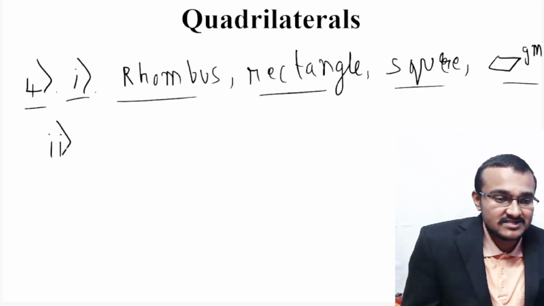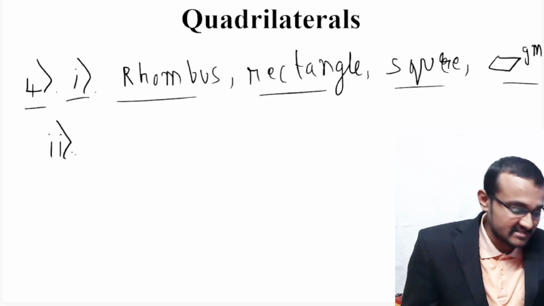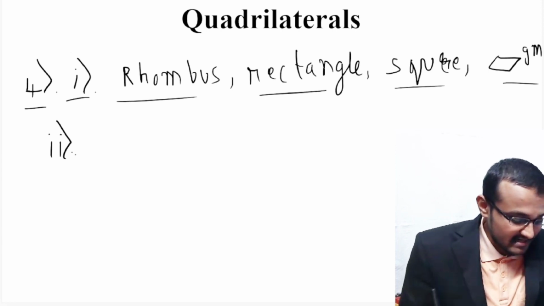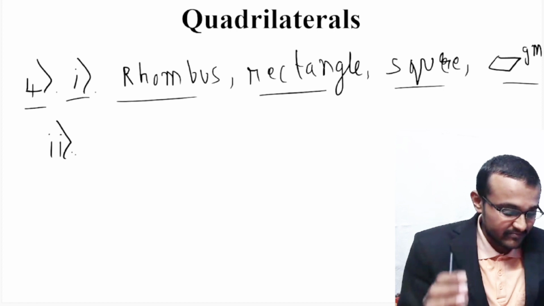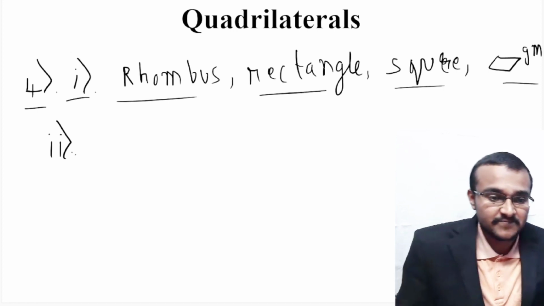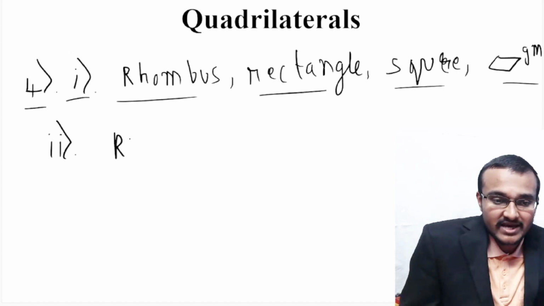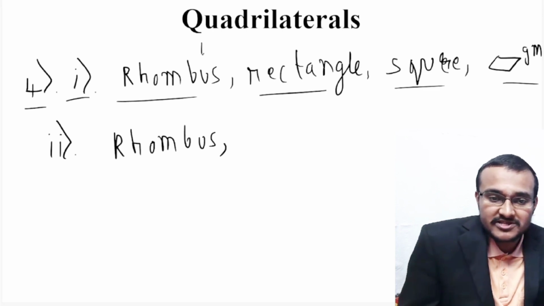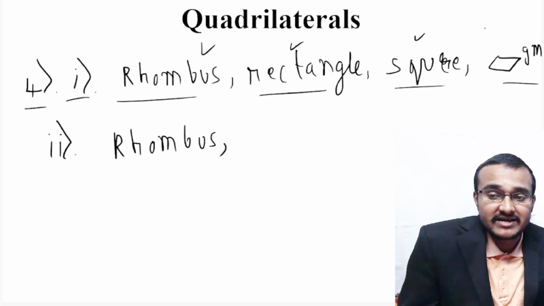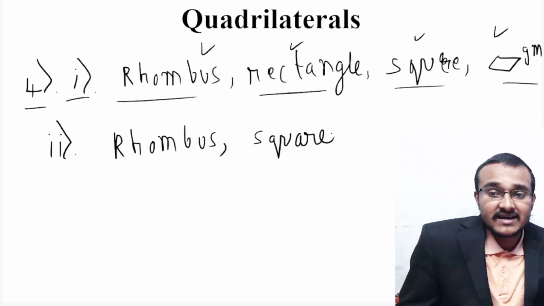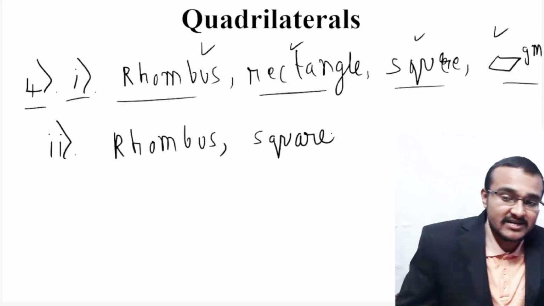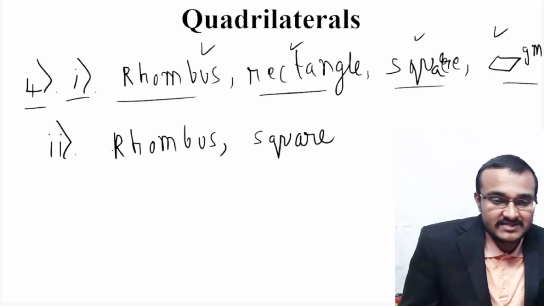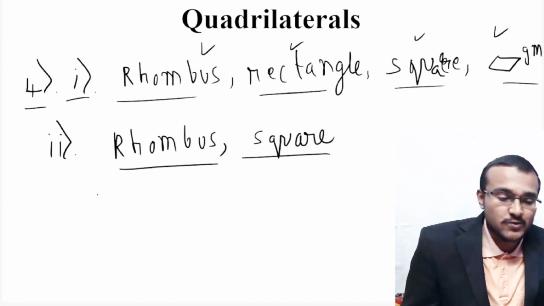Coming to the second question in this particular fourth question, they have asked to name the quadrilaterals whose diagonals are perpendicular bisectors of each other. So only in square and rhombus you can find perpendicular bisection. In all these four quadrilaterals, diagonals will bisect each other, but only in rhombus and square the diagonals will bisect each other in such a way that they are perpendicular to each other. So the answer for this second question is rhombus and square.